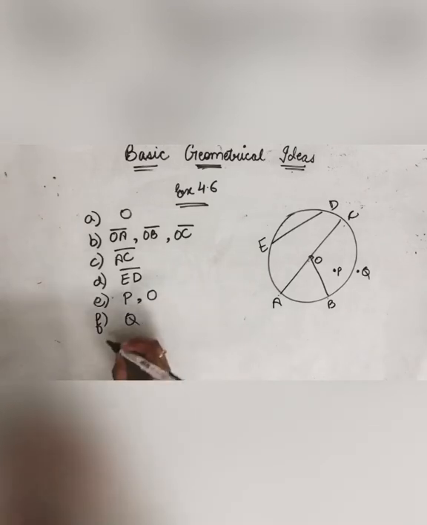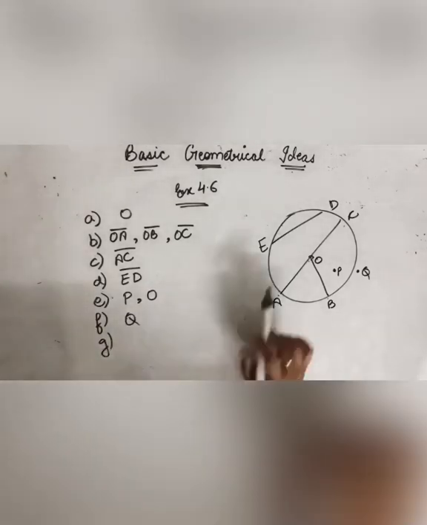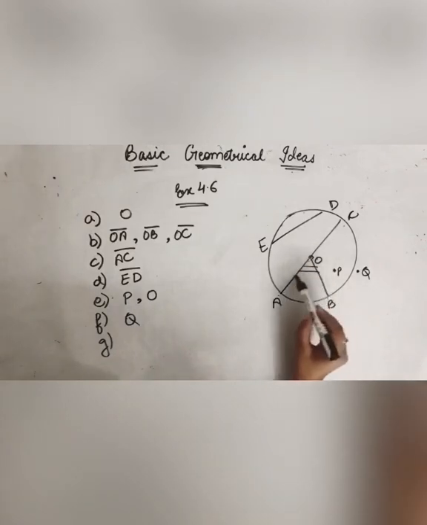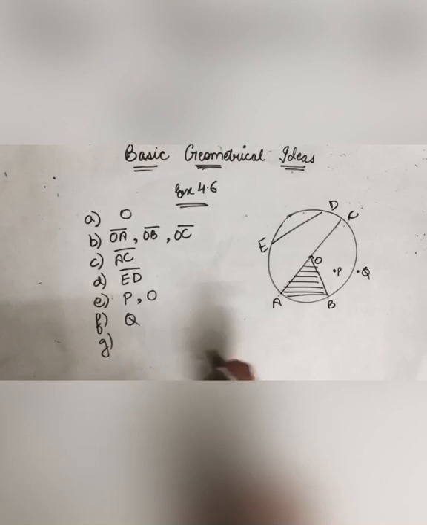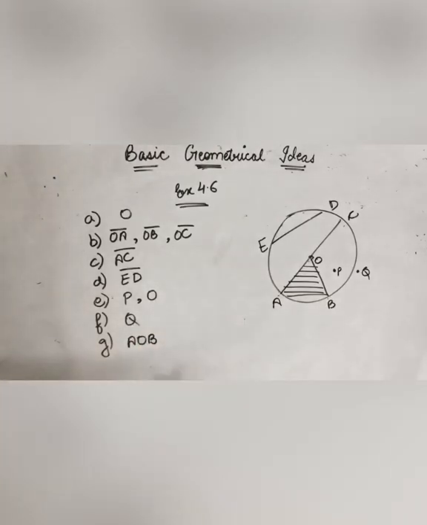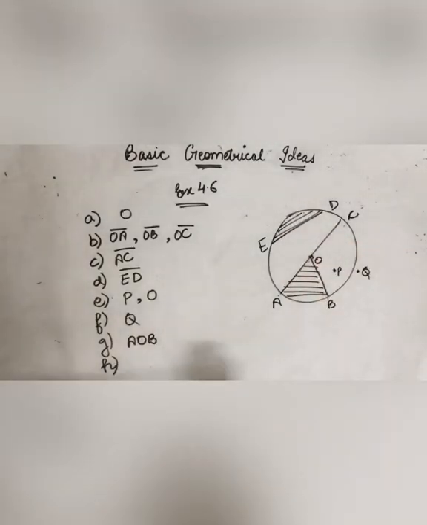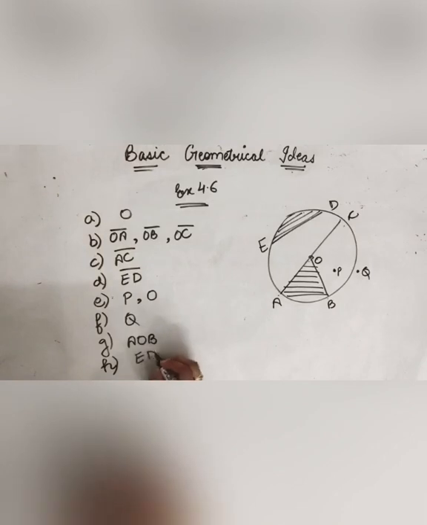A sector. Now sector, this part will be the sector of the circle. So this is AOB. That is the shaded region, is the sector. And next is segment. This shaded region is the segment, ED.